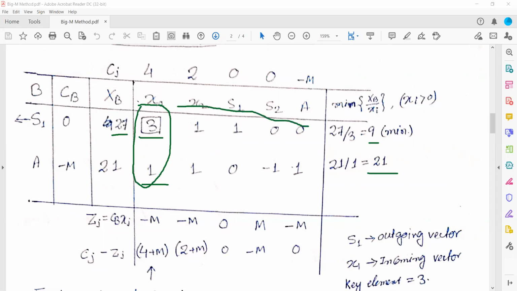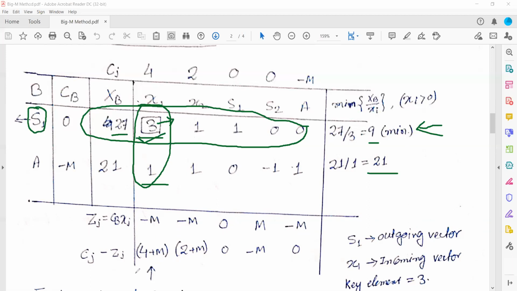So this row will become your key row. And where they are intersecting, at this point 3, this 3 is called the key element. And then what will be the outgoing vector? That will correspond to this row. So the outgoing vector will be S1. S1 will be the outgoing vector.